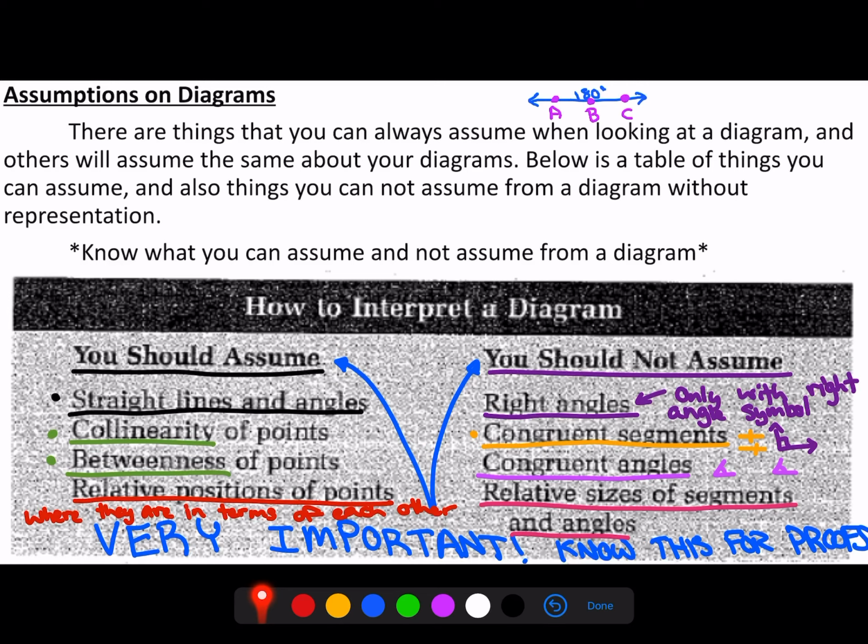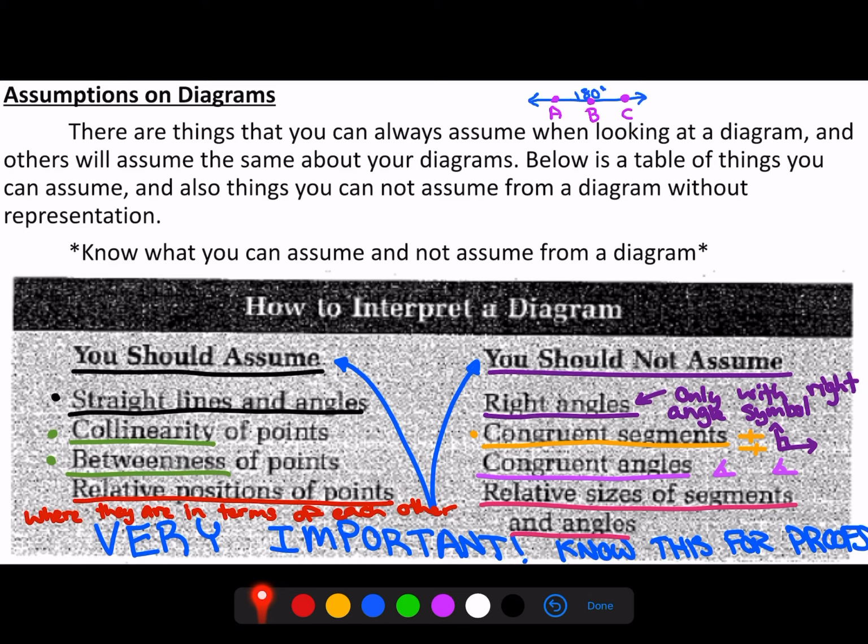Then the last thing that I can assume is the relative position of points. So where they are at in relation to each other. Obviously, with this diagram here, I'm not going to say that point C is between A and B, because based upon their relative positions where they're at currently, it's actually B that's in the middle, not point C. So again, it's all about where they are relative to each other. We can assume that based upon the diagram.